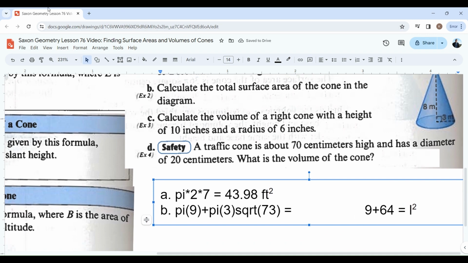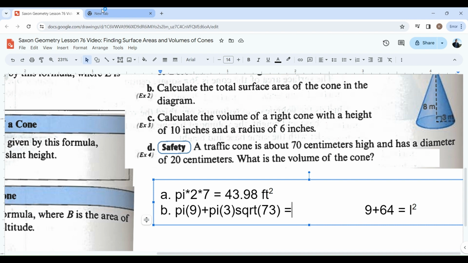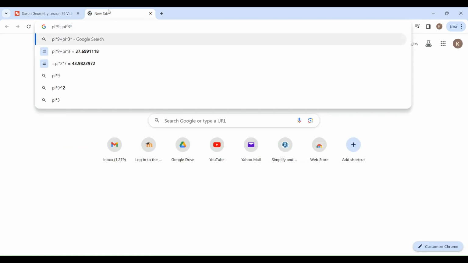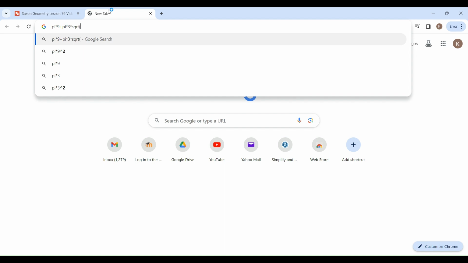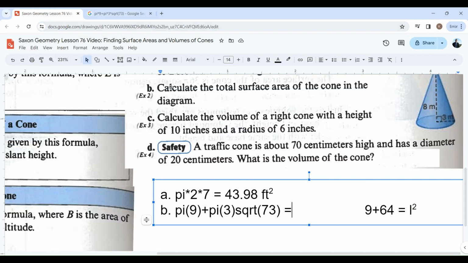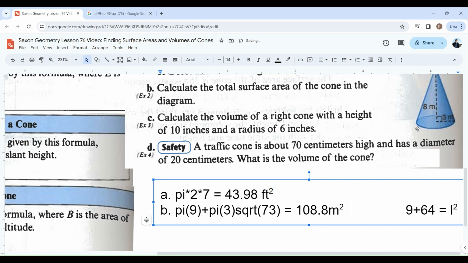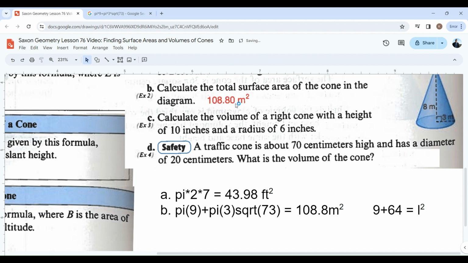Pi times 9. Okay, so let's punch this into a calculator. Pi times 9 plus, and let's see, what do we got? Pi times 3 times the square root of 73. 108.79. It rounds up to 108.8. When I add this all together, 108.8. This is an area, so it's going to be in square units. This is going to be meters squared. Okay, let me just get this all in one line, and let's see if we did this right. 108.8 for letter B. Yes.